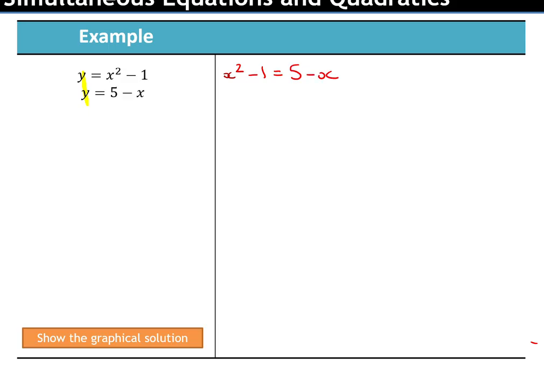Now, the next part that we need to do is just solve and get x by itself. So that means I'm going to add x, so x squared plus x take away 1 is equal to 5. And then I'm going to take 5 on both sides to get everything onto the left-hand side. So -1 take away 5 is -6, and now it's equal to 0.